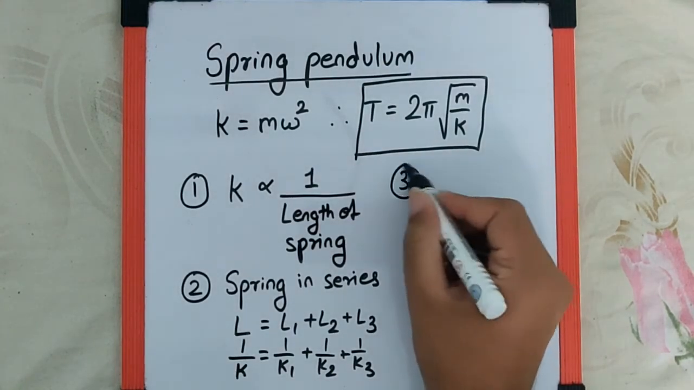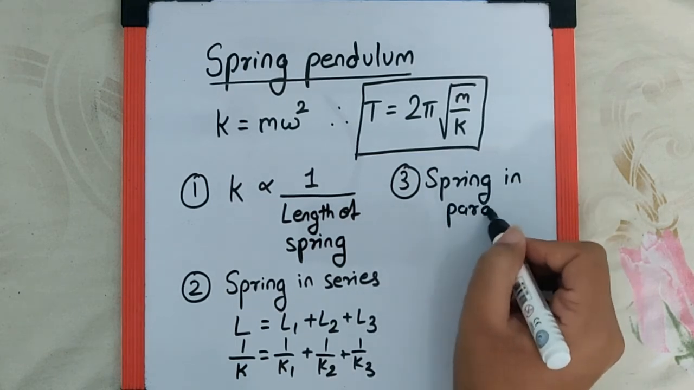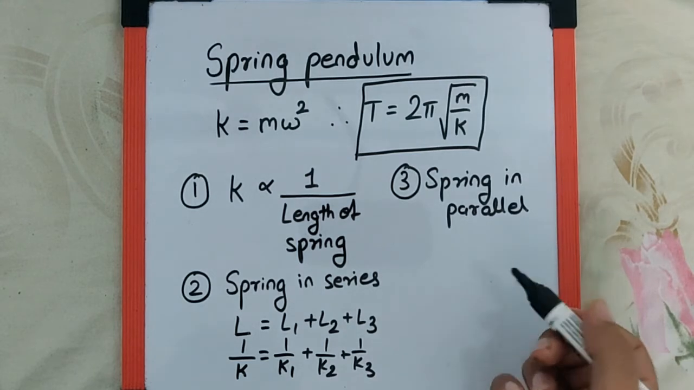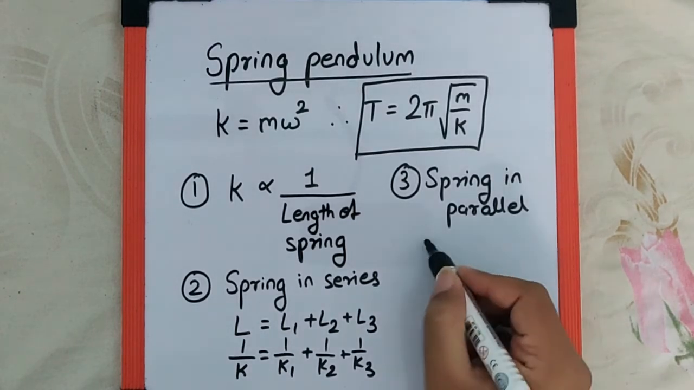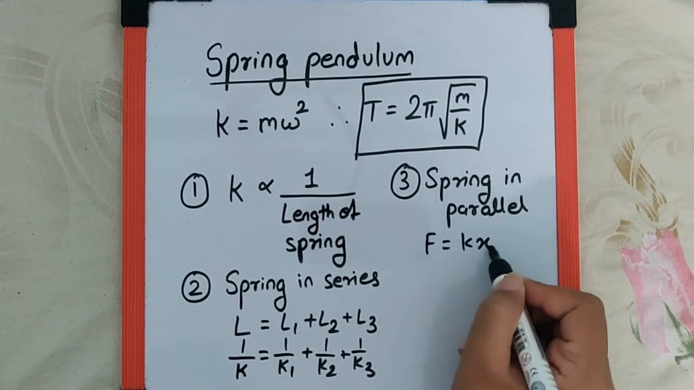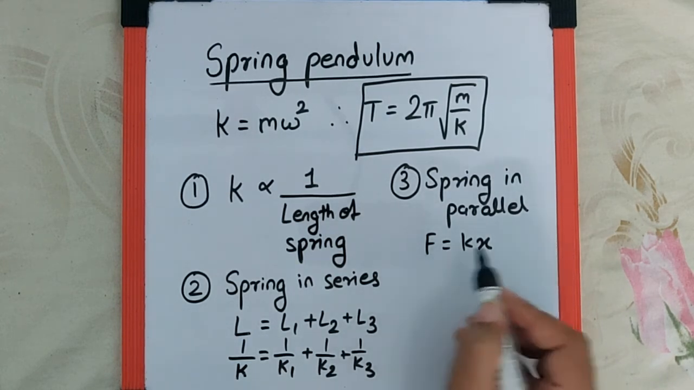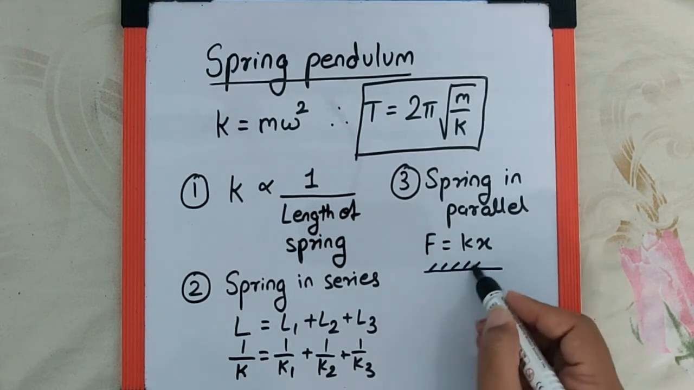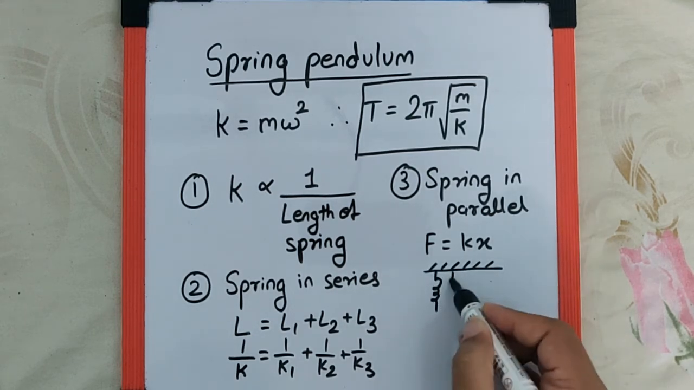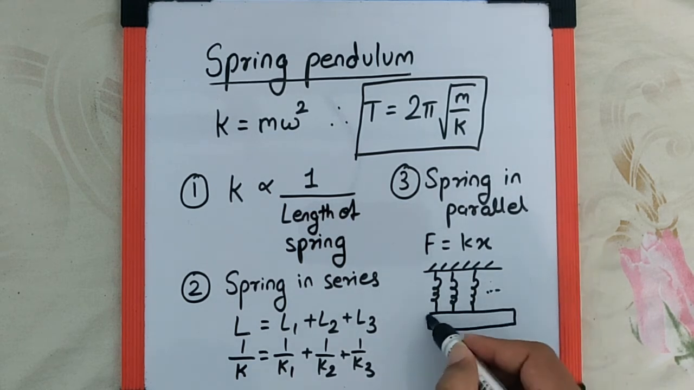Now what if I have springs in parallel? In that case, we can definitely say for all the springs, the extension is going to be the same, which means if I talk about F is equal to Kx, their K will be different, the force acting on them will be different, but the extension is going to be the same. Now if you understand, springs in parallel will be something like this, connected to a common load.